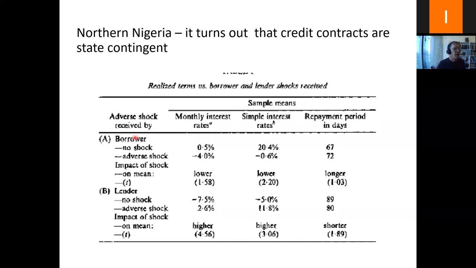I first noticed that when an adverse shock was received by somebody who was borrowing, they paid back at a lower interest rate. So if a borrower received an adverse shock, they repaid at a lower interest rate. Now that's not crazy. That might just be defaulting on loans, right? These are averages over many loans, and so it might be that borrowers who have something bad happen to them just repay less. But what was really interesting was that when a lender had an adverse shock, she got repaid more.